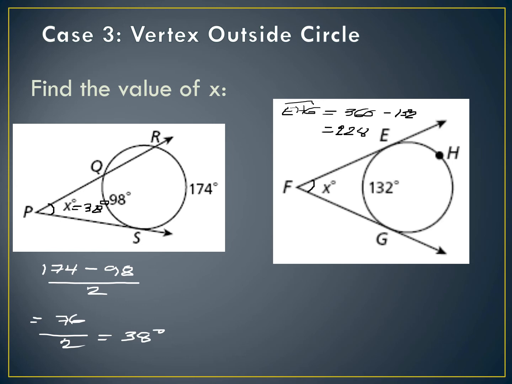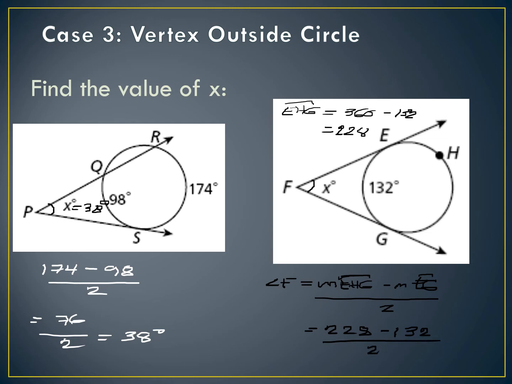So, since may measurement na tayo ng EHG, to get the measurement of angle F, that is equal to measurement ni arc EHG, yung mas malaki, minus yung measurement ni arc EG. Yan, then divided by 2. So, since yung measurement ni arc EHG ay 228, minus yung measurement ni arc EG na 132, subtract natin yan, then divide natin sa 2 yung magiging answer.